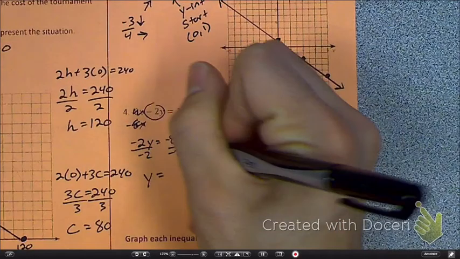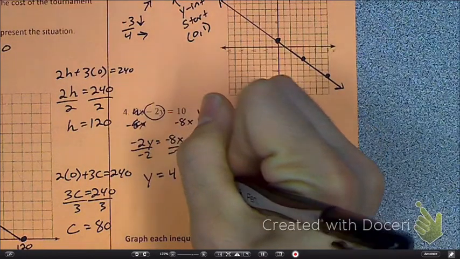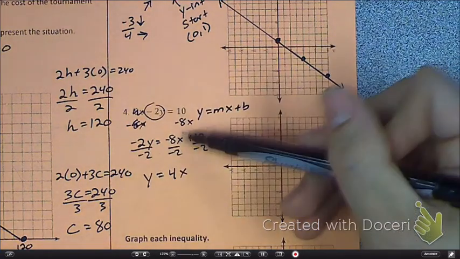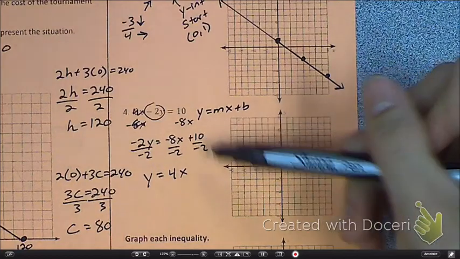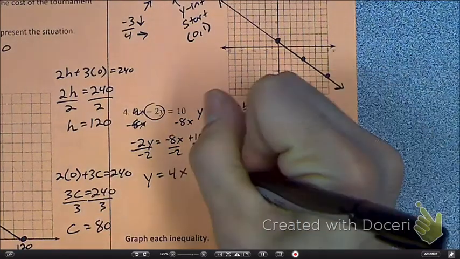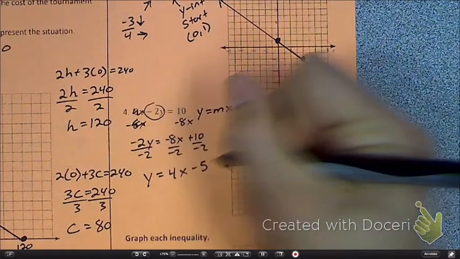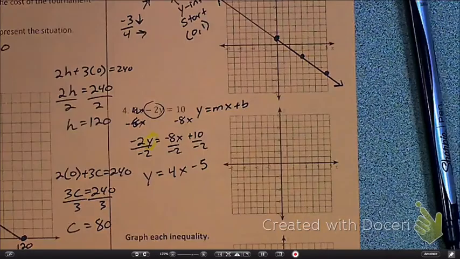Y equals... 4x. What's 8 divided by 2? Oh, you have to divide all of them. What's 10 divided by negative 2? Is equal to negative 5. Plus negative 5. Minus, what the heck? You don't put plus?